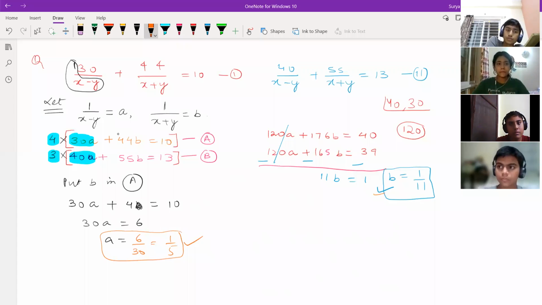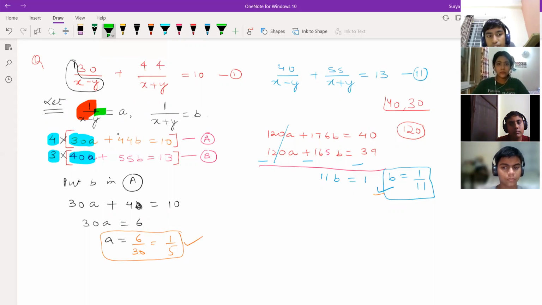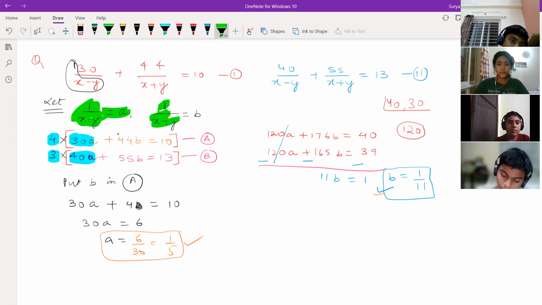Now actually we have to find what? X and Y. Now try to understand, put the value of A and B from the equation. So you should find the value of A and B by this equation, okay? See, 1 by X minus Y is equal to A, and 1 by X plus Y is equal to B. Find the value of X and Y first. Similarly, all of you find.